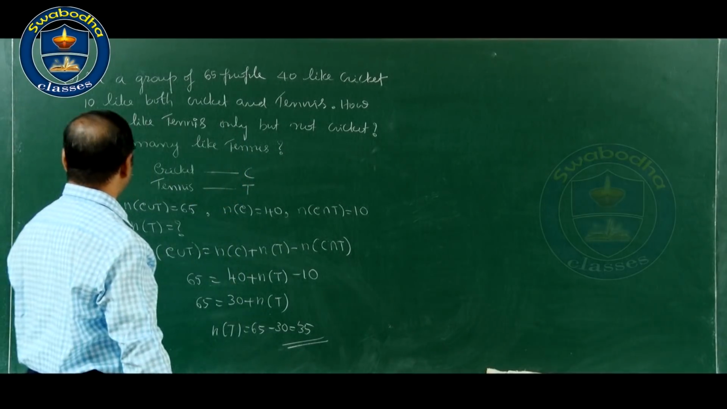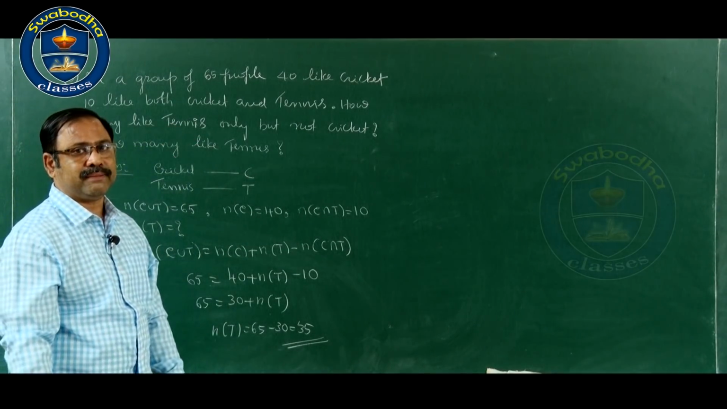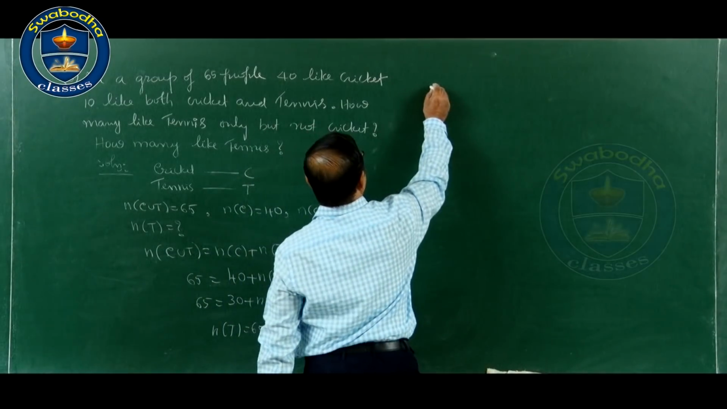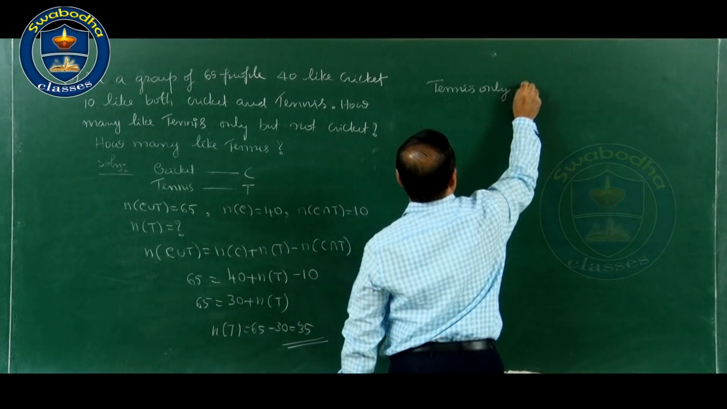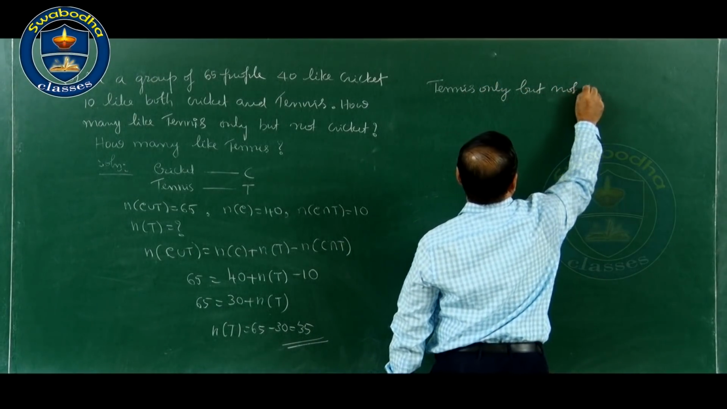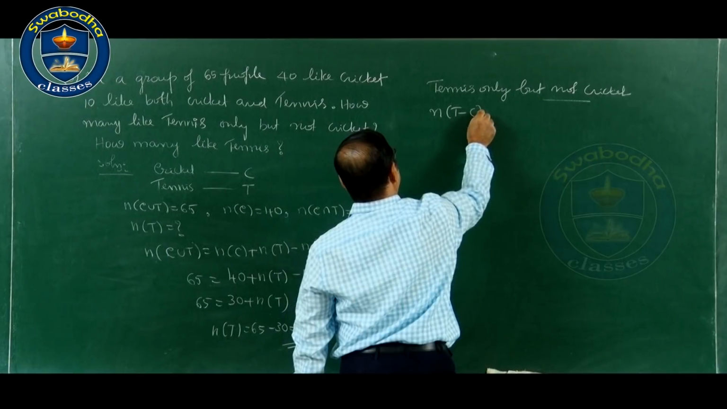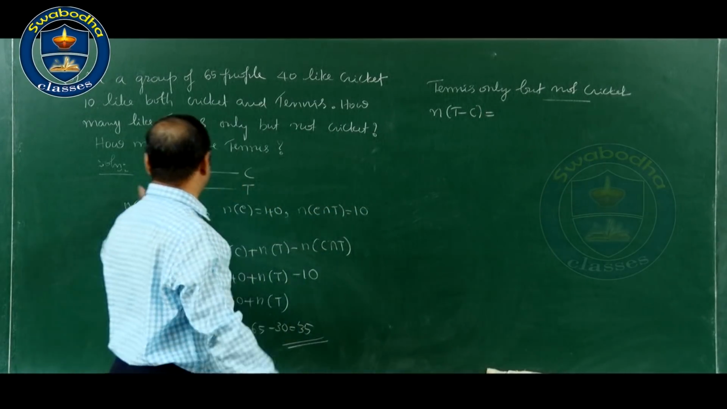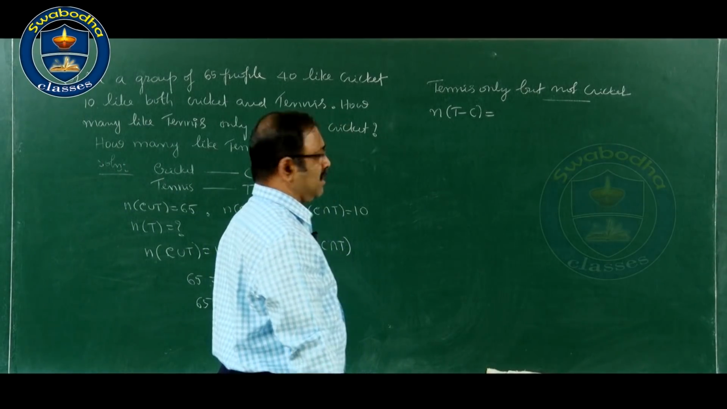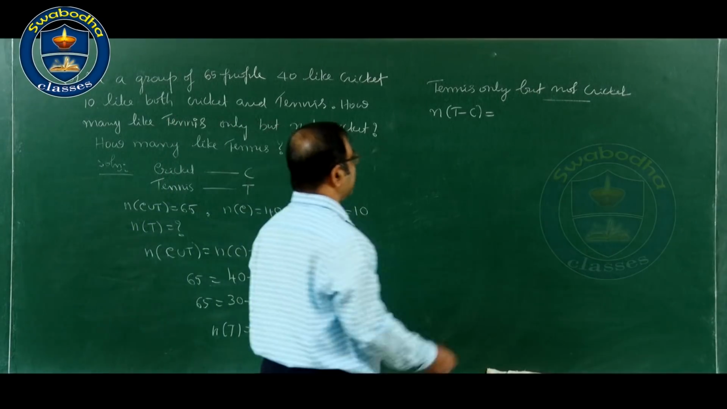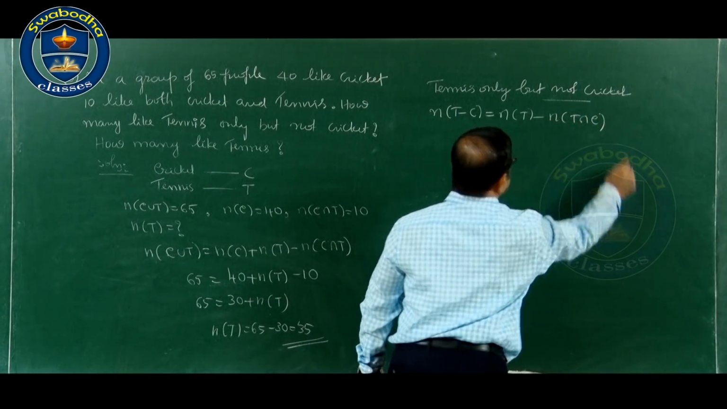Now let us find how many people like tennis only but not cricket. Tennis only but not cricket, that is N of T minus C. What is it? N of T minus C is N of T minus N of T intersection C.